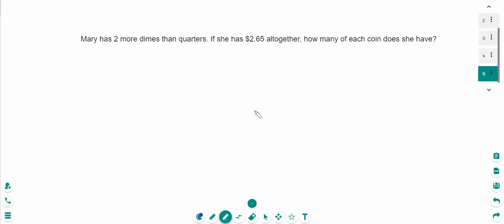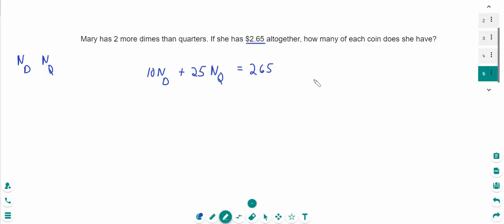All right, so if we start the same way we've been starting all along, we've been working with the value first. So the value of the coins in this story problem is $2.65. So we will say it's 265 cents. And what are we dealing with? We're dealing with the number of dimes and the number of quarters. So 10 times the number of dimes plus 25 times the number of quarters should give us the value, 265.